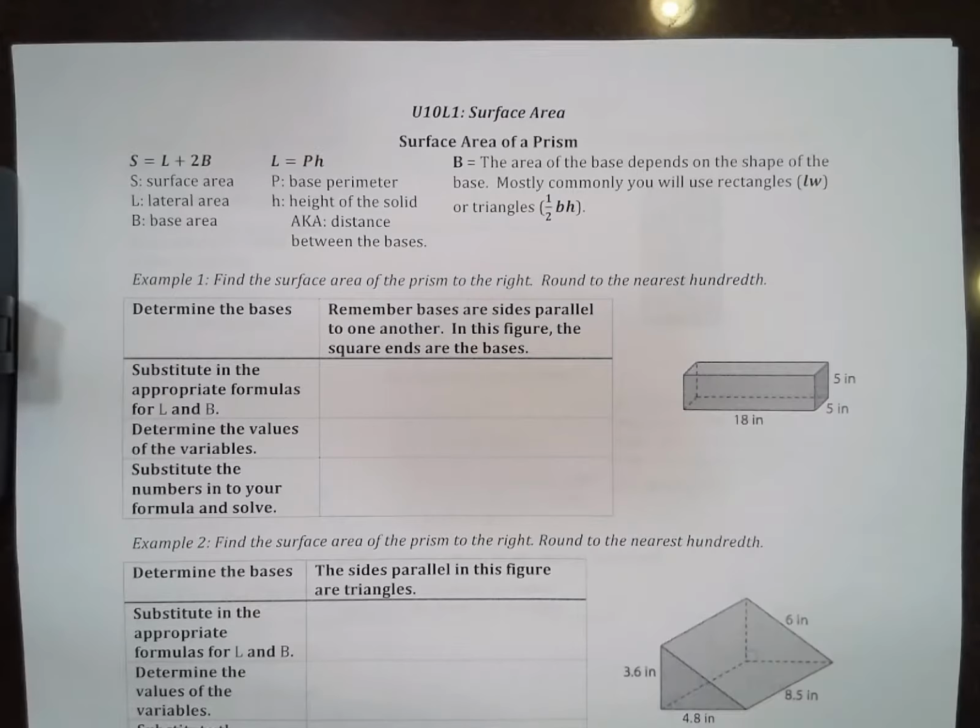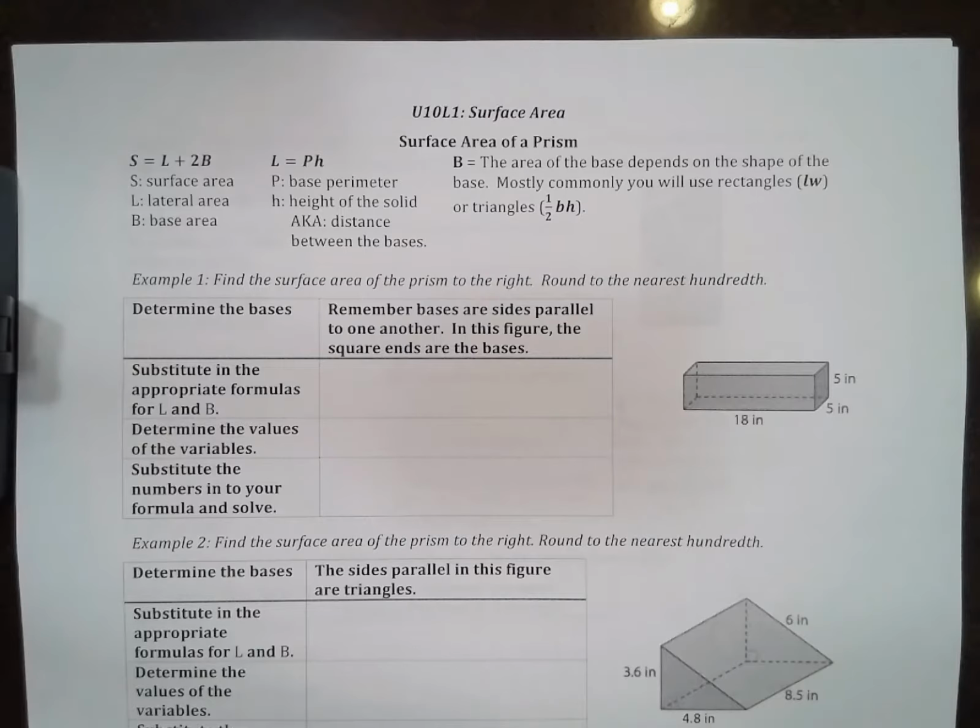This is Unit 10, Lesson 1. This lesson is on surface area. We will be covering the surface area of a prism, a cylinder, a pyramid, a cone, and a sphere. Surface area is just the outside covering of a solid figure.